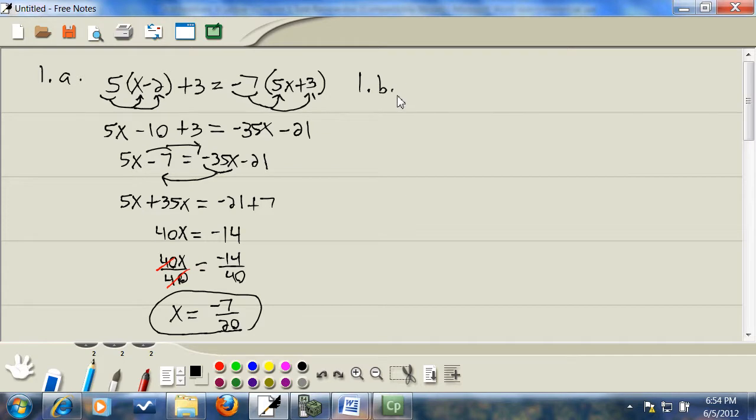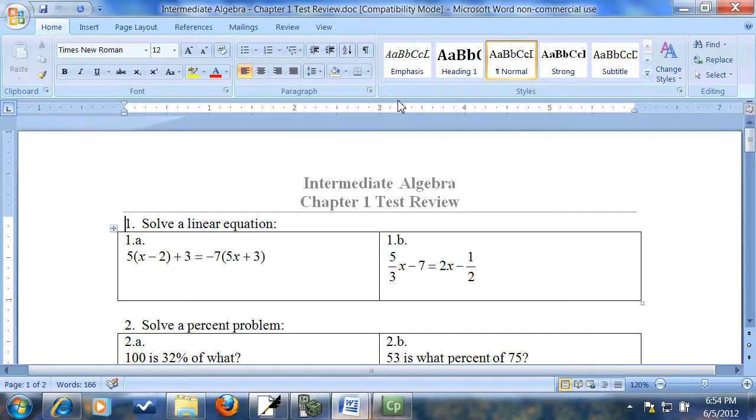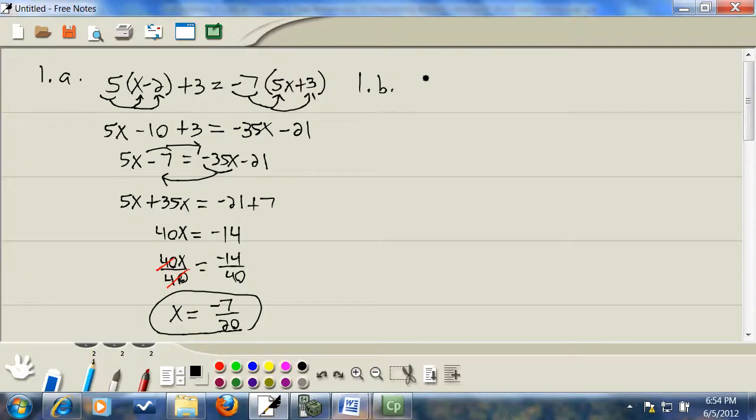Let's look at our second example here. We got 5/3 x minus 7 equals 2x minus 1/2. And we're going to go through our steps again. Our first step is to get rid of parentheses. We don't have any. Second step is to get rid of fractions. We'll multiply everything by the LCM of all our denominators.